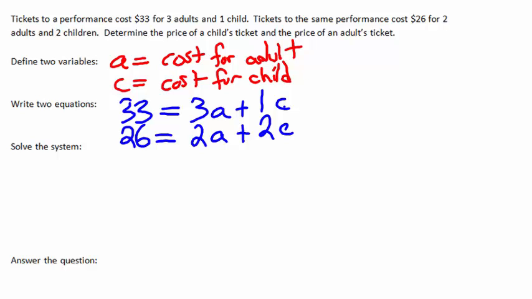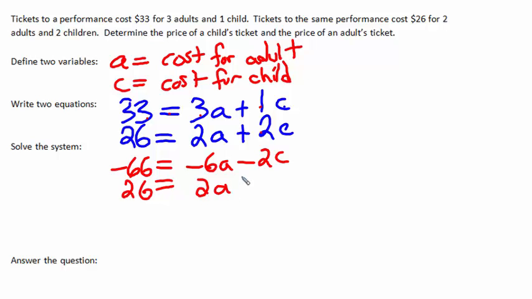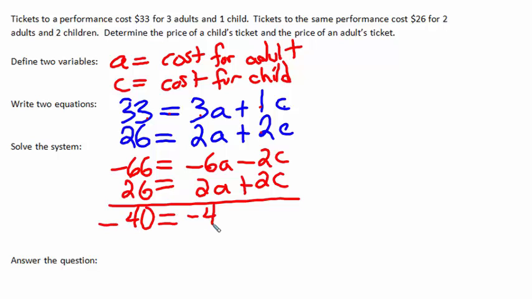I'm going to multiply everything in the top equation by -2, and that'll cancel out the C variable. So I get -66 is -6A minus 2C. That's multiplying everything in the top equation by -2. And then I don't even need to change anything in the second equation. I can just add down the columns. This is -40. This is -4A. And then the C's get eliminated. So that tells me that A equals 10. So it's $10 to bring an adult.